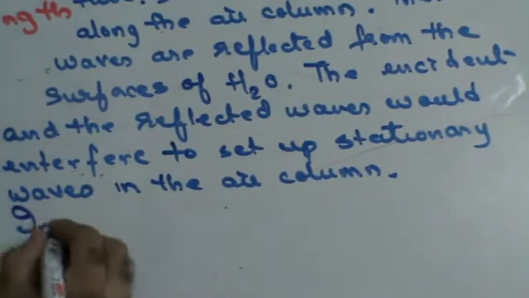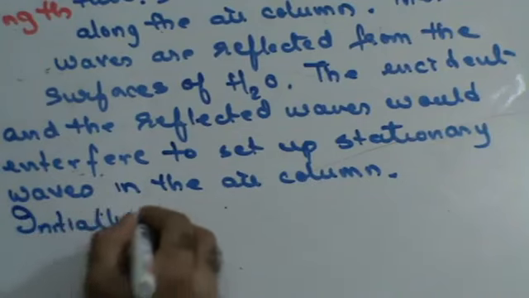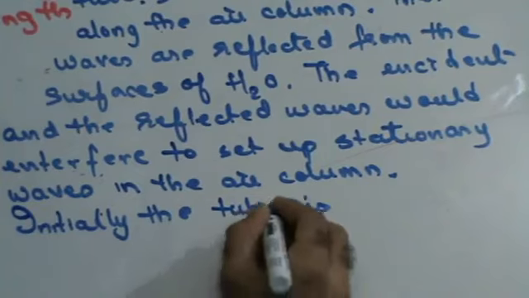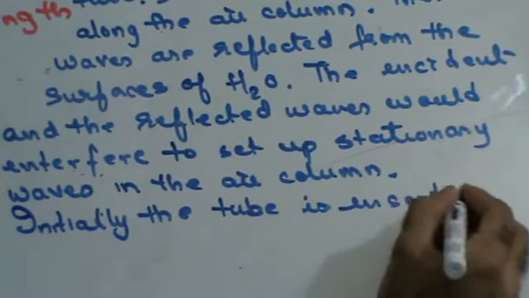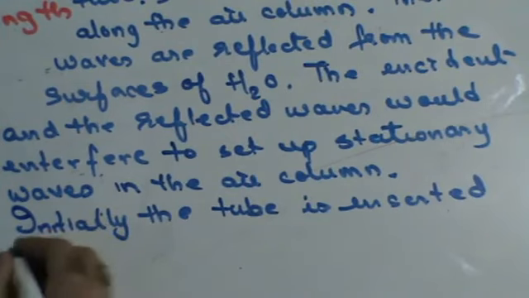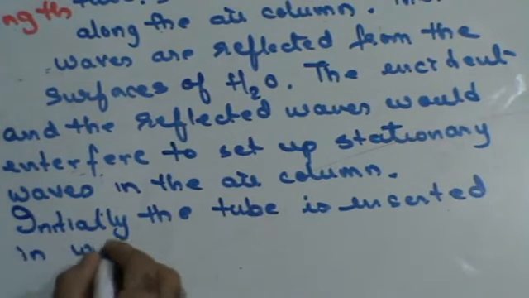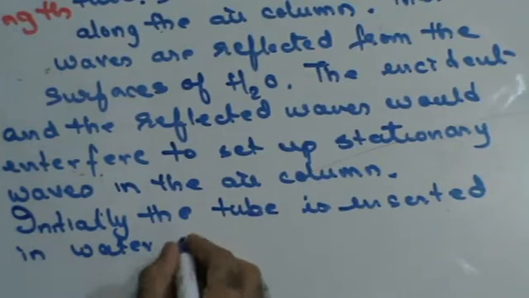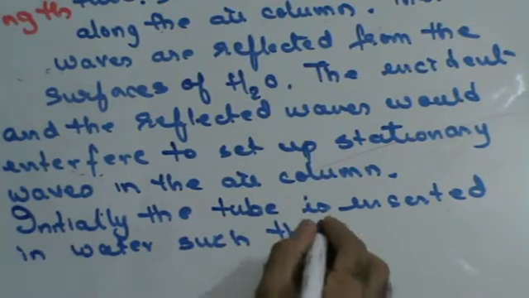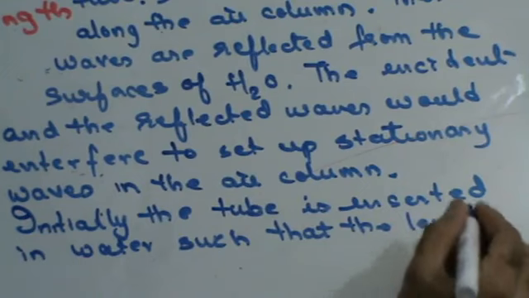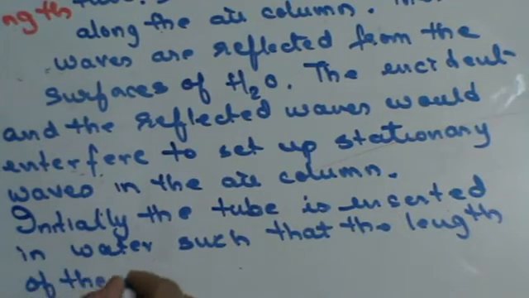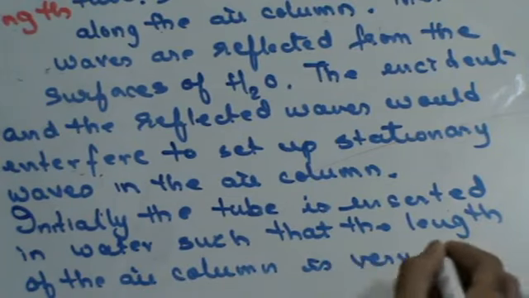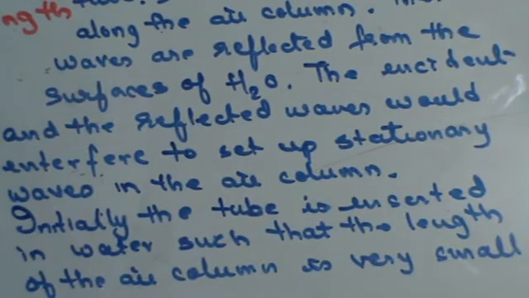So I can say initially the tube is inserted in water such that the length of the air column is very small. Initially we keep the length of the air column very small.